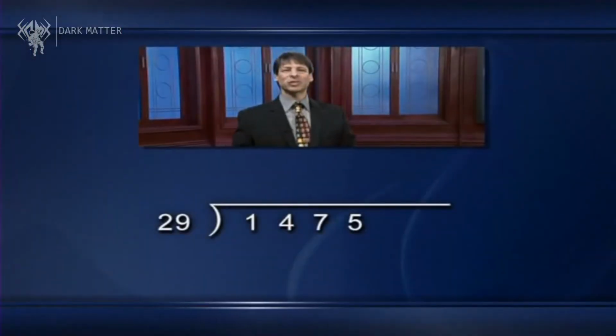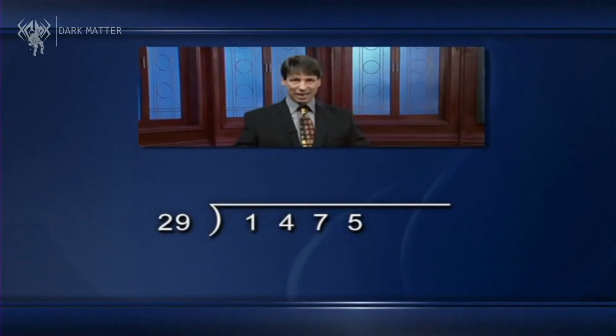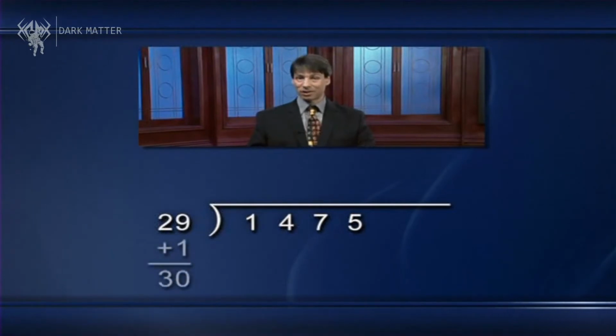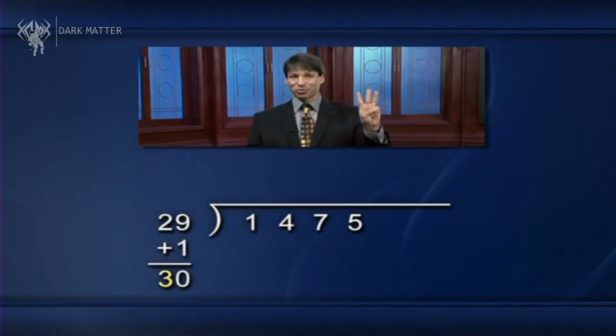Sometimes when you do your division step, you get a divisor that's 10 or bigger. If that happens, no problem. You just carry the tens digit into the previous column and keep going. Let me show you what I mean. Let's do 1475 divided by 29. Okay, with 29, the divisor is what? We go up 1 to 30, so the divisor is 3.